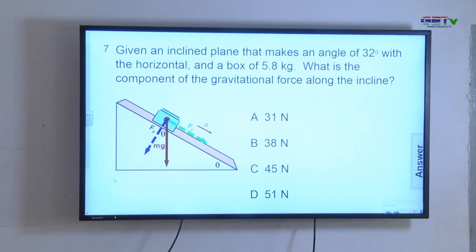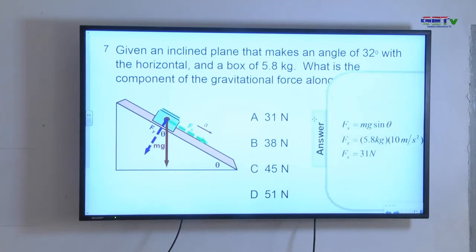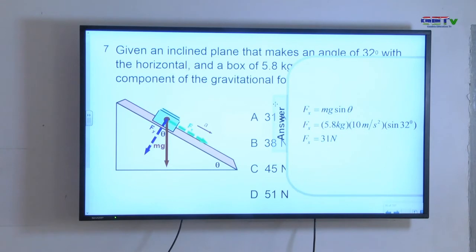This tells us what the component of G along the plane is. That is mg of x, in other words. That is what you are asked to solve. I've already displayed the formula before, so I will just display the answer. You see, mg of x will always be mg sine theta, where m and g are constant. They are already given. Theta is the angle, which is 32.